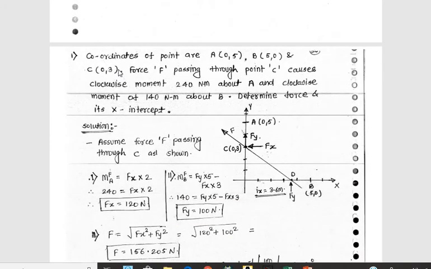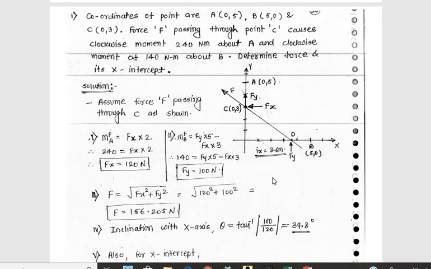So now we are going to discuss a few numericals based on the concepts whatever we have discussed. Coordinates of points are A (0,5), B (5,0), and C (0,3). Force F passing through point C causes a clockwise moment of 240 Nm about A and a clockwise moment of 140 Nm about B. Determine the force and its x-intercept.